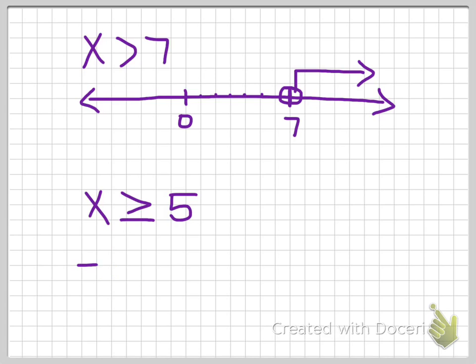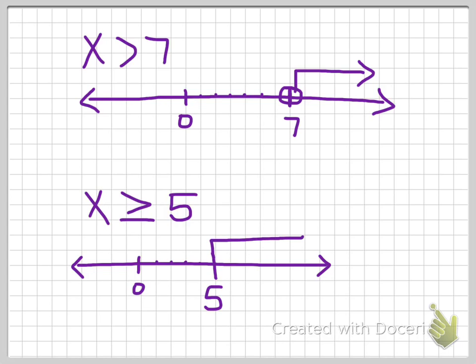Yes, we're going to circle 5. Then 0, 1, 2, 3, 4, 5. I'm trying to remember which way the lines go, but we know we're going to go this way, right? With 7, I had to indicate that it was not quite 7, but 7.1 or 7.01. But here we can say that this is exactly 5.